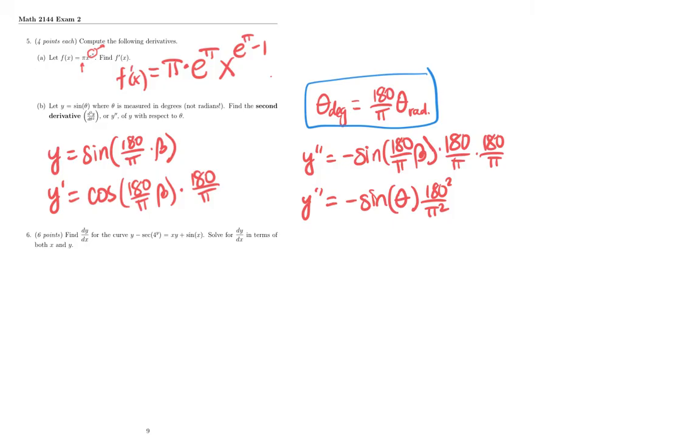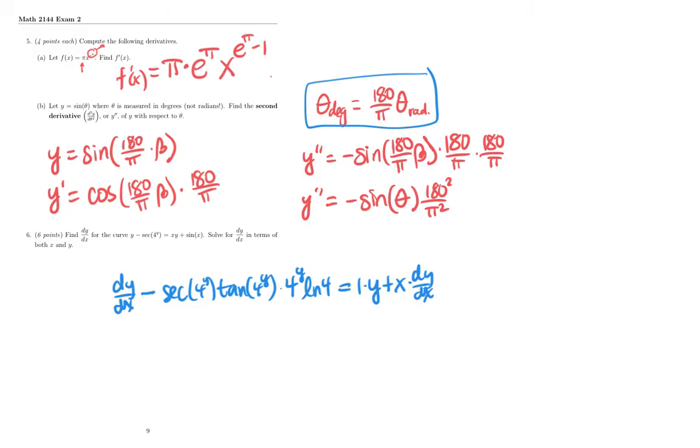So the derivative of y with respect to x is just dy/dx, minus the derivative of secant, which is secant tangent, so it'll be secant tangent, and I'll leave the inside function alone, which is 4 to the y, times the derivative of 4 to the y, which will be 4 to the y natural log 4, equals the derivative of x times y. That's a product rule, so I'll have 1 times y plus x times dy/dx, and then plus the derivative of sine, which is cosine x.